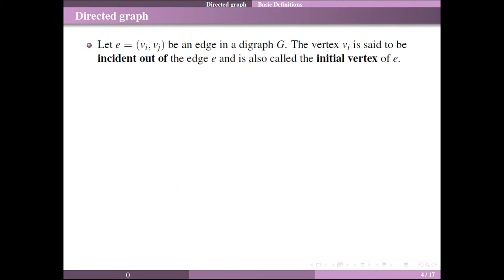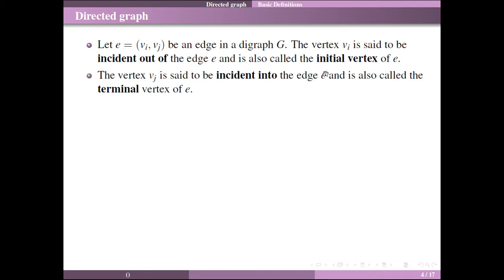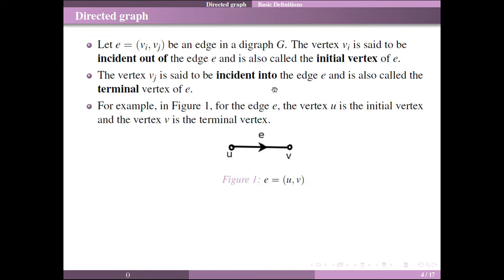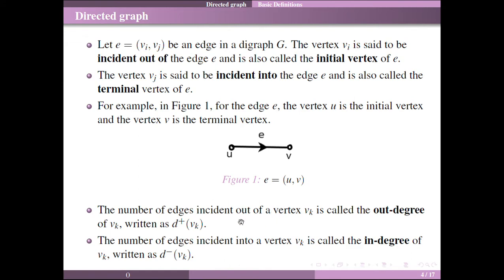Let E equal to Vi, Vj be an edge in a digraph G. Then the vertex Vi is said to be incident out of the edge E and is also called the initial vertex of E. Similarly, the vertex Vj is called the terminal vertex of the edge E and it is said to be incident into the edge E. For example, in this figure, for the edge E equal to U, V, U is the initial vertex and V is the terminal vertex.